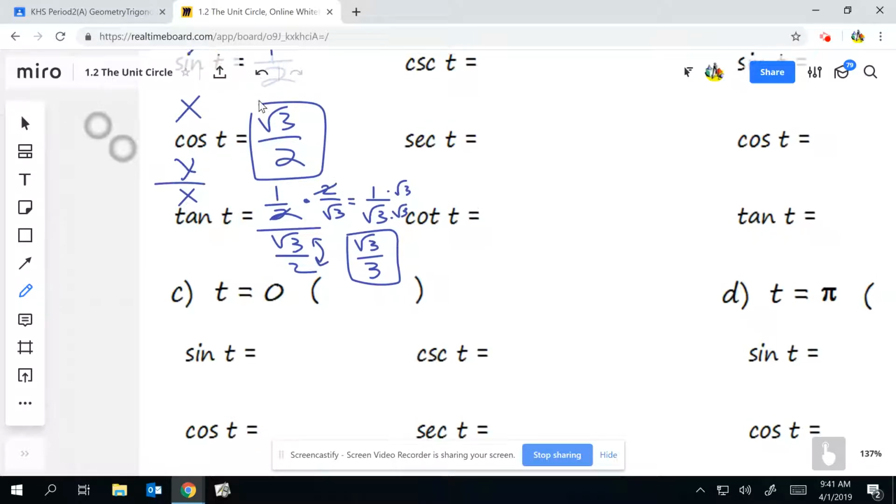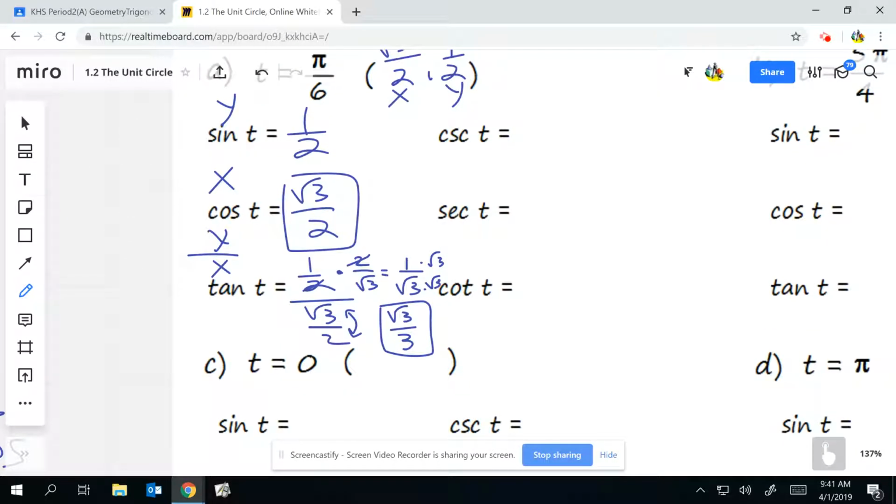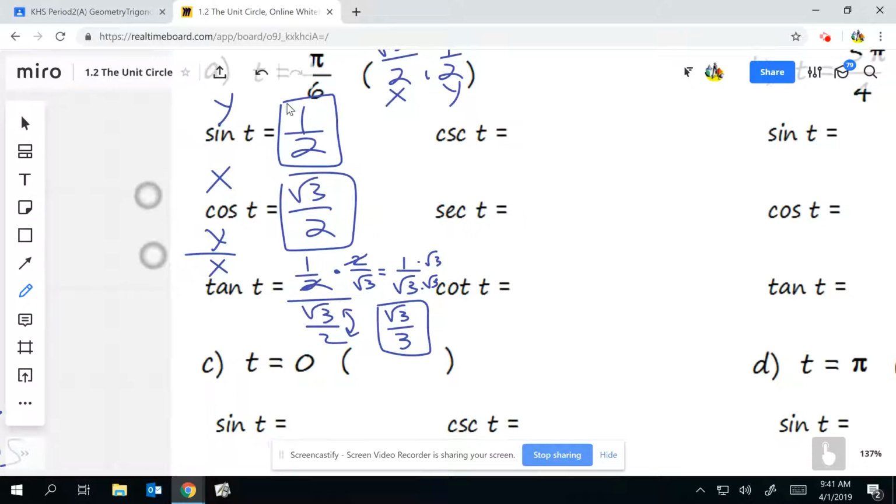Cosine was easy, it was just our x value, and sine was easy, it was just our y value. But the tangent was a little more work because you had to do your sine divided by your cosine. These would be a good thing to have on your paper right now. I don't know, maybe you aren't doing that, but I would do that if I were you.